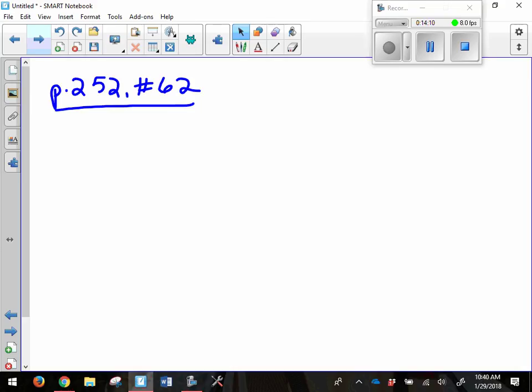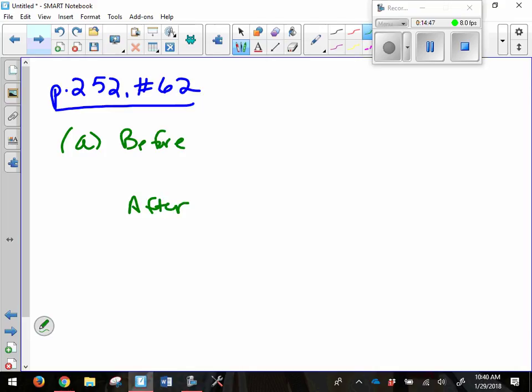Yes, for this one you can read the whole thing. Okay, so we will take them separately, but we are going to answer both questions. So, for part A, again, we need to draw a picture for our before and our after.